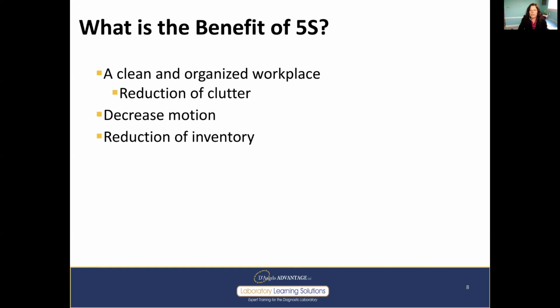So if we don't need it within the next couple days, we probably don't need large stores and stores of inventory in our workspace. We have a visual workspace. We can implement color-coded bins, color-coded signs, anything that makes your job easier and faster and less waste.